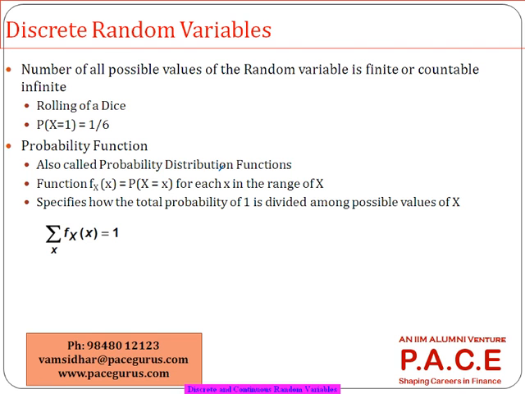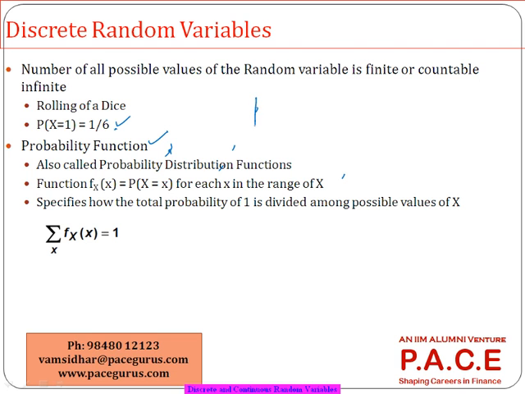So like this, just now whatever we have discussed, the probability that x takes a value equal to 1 when I am rolling a dice is 1 by 6, right? Now, in this context, it is very much important for us to understand one item called a probability function. It's also called a probability distribution function. What does it mean? A simple example.